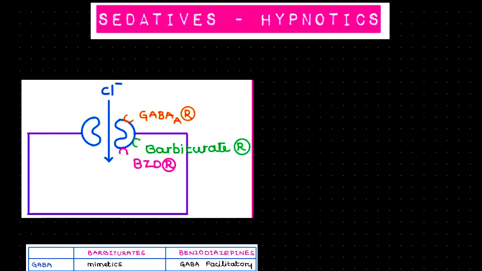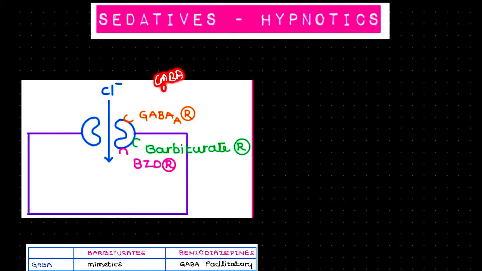Over this channel there are receptors for various things, such as the receptor for GABA, the GABA A receptor. Along with this receptor there are also receptors for other substances such as barbiturates and also benzodiazepines.